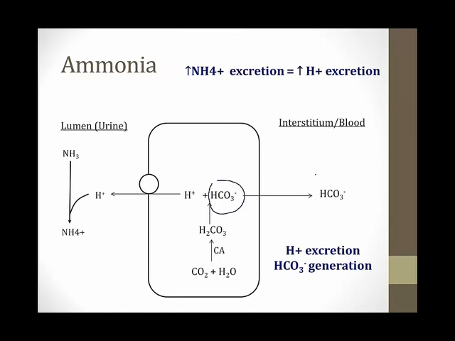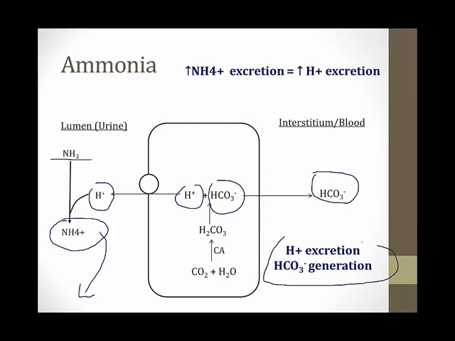Bicarbonate produced by the kidneys is pumped out into the interstitium and blood. The proton created by that process is pumped into the lumen of the nephron. There it finds ammonia molecules, it combines with them to form ammonium, and the ammonium shuttles the protons out of the body. What this means is that ammonia plays a role in acid excretion and bicarbonate generation. It also means that any time there is increased ammonium excretion in the urine, the body is excreting more acid.